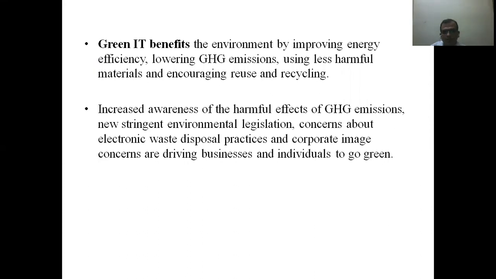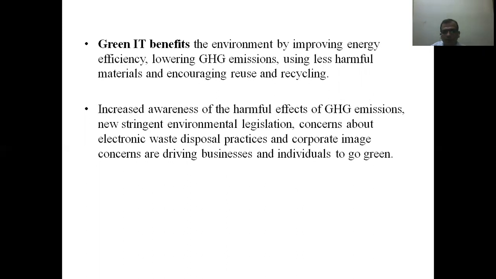Next, the question arises: what are the benefits of adopting green IT? These are the benefits. Green IT benefits the environment by improving energy efficiency, lowering GHG emissions, using less harmful materials, and encouraging reuse and recycling. So we use methods so that the energy use is minimized. And when you minimize the energy, obviously the GHG emissions will be lesser.